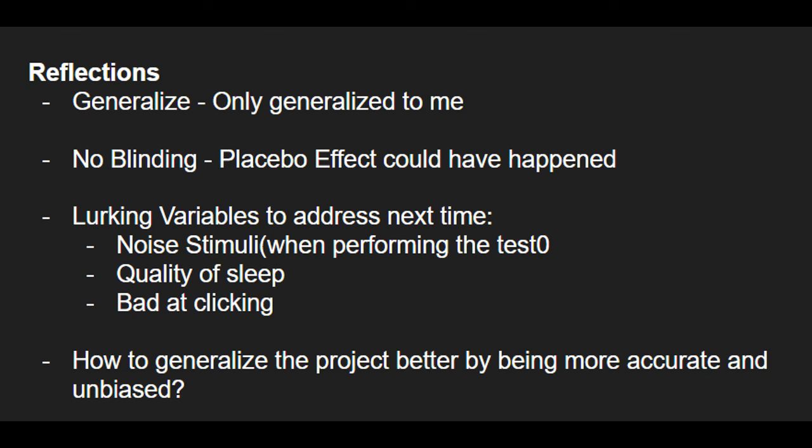The placebo effect could have taken place in this experiment because there's no blindness involved. I needed to know how many minutes I would spend on my phone the particular day, giving away which treatment I'm in. Some other variables that I didn't control that could have been confounded with my experiment are noise stimuli, quality of my sleep, and misclicking. Therefore, if I were to do this experiment again, I would have probably addressed these and potentially other variables in my experiment to make it more accurate, unbiased, and better to be generalized over a population by using more test subjects.